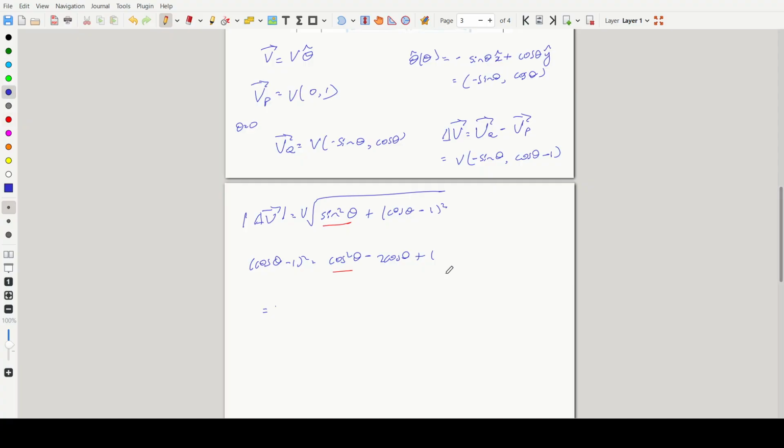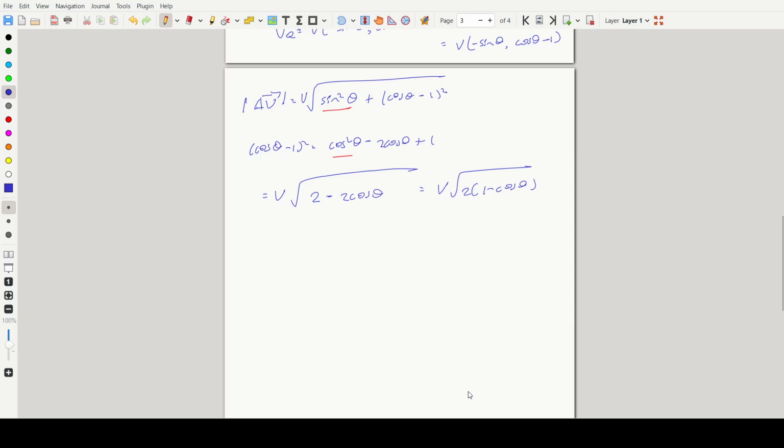So I get 1 plus 1, that's 2, 2 minus 2 cos theta, or 1 minus cos theta. Okay, now I need a trigonometric expression for 1 minus cos theta. So you all know that cos theta is actually cos square theta by 2 minus sine square theta by 2.